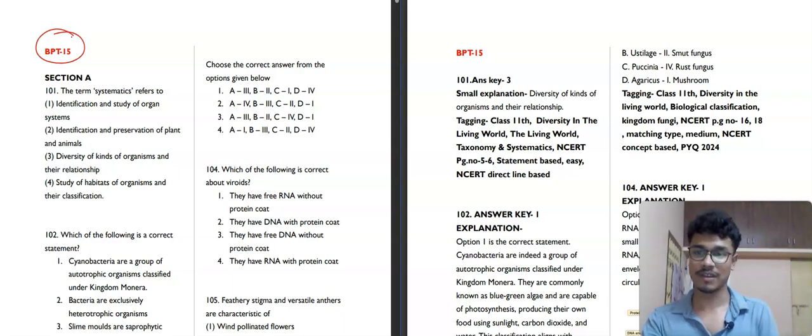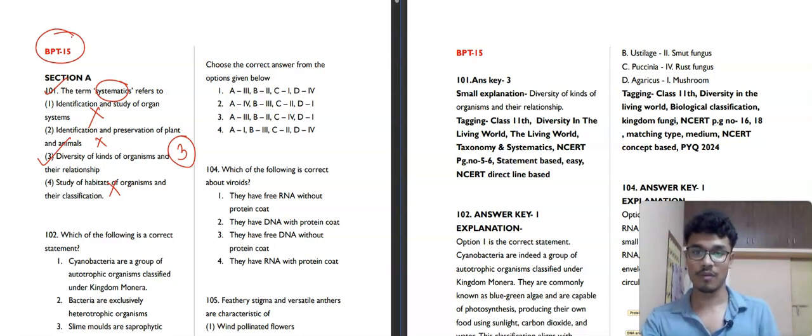The first question is saying: the term systematics refers to identification and study of organ system? No. Identification and preservation of plants and animals? No. Diversity of kinds of organisms and their relationships. So the term systematics refers to the relationship and the diversity of kinds of organisms. So it is the third option. A study of habitats of organisms and their classification is not systematics. So what is our correct answer? Third option. Systematics means the diversity of kinds of organisms and the relationship between them.